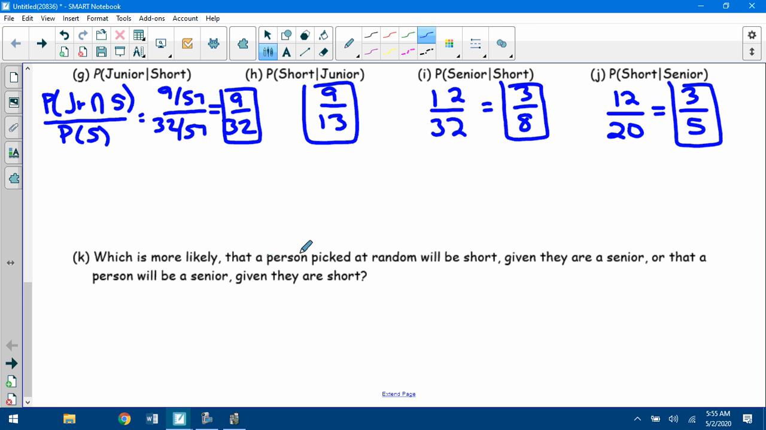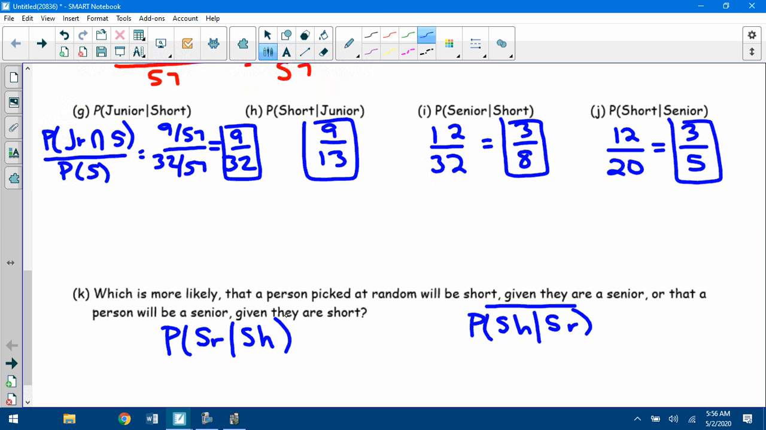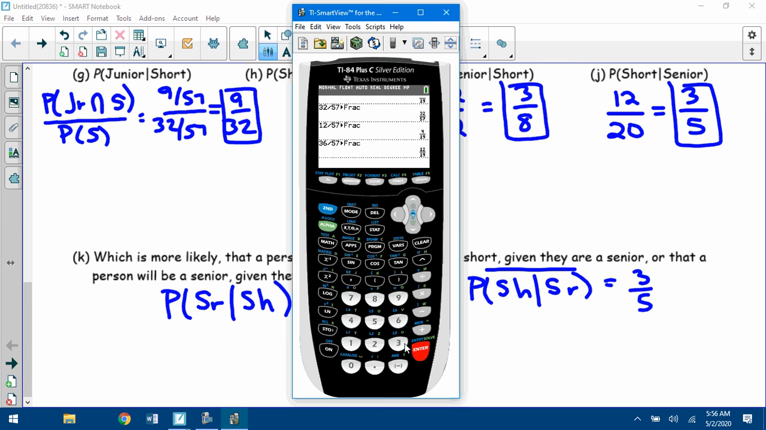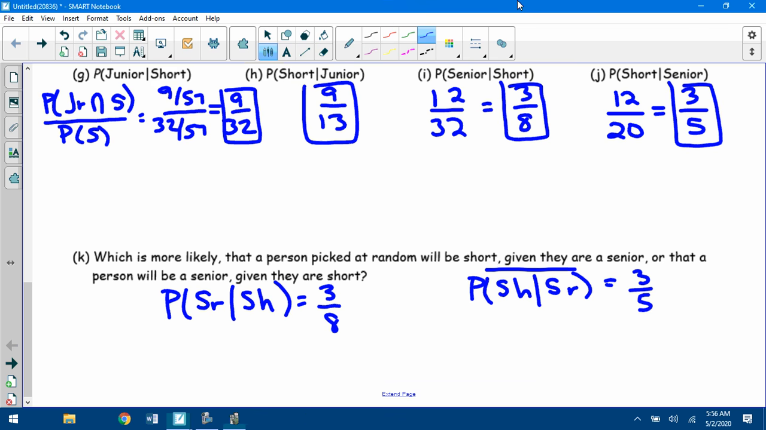Finally, which is more likely? The probability that a person picked at random will be short, given that they're a senior, so probability of short given senior, or the person will be a senior given that they're short, probability of senior given short. So remember, given probabilities aren't commutative. Short given senior was 3/5. We just did that. Senior given short was 3/8. Which one's more likely? Sometimes it helps to compare the decimals. 3/8 is 0.375. 3/5 is 0.6. So short given senior is more likely.